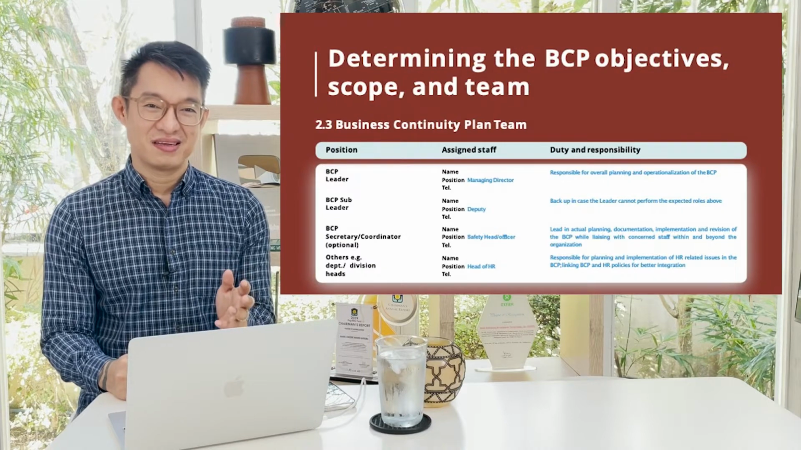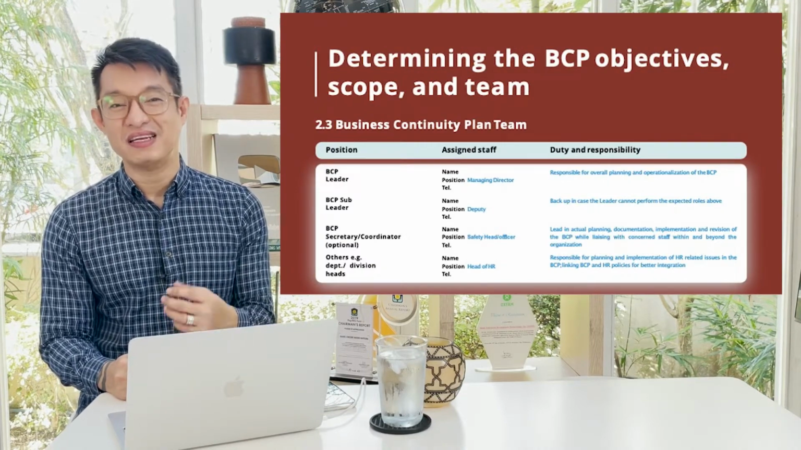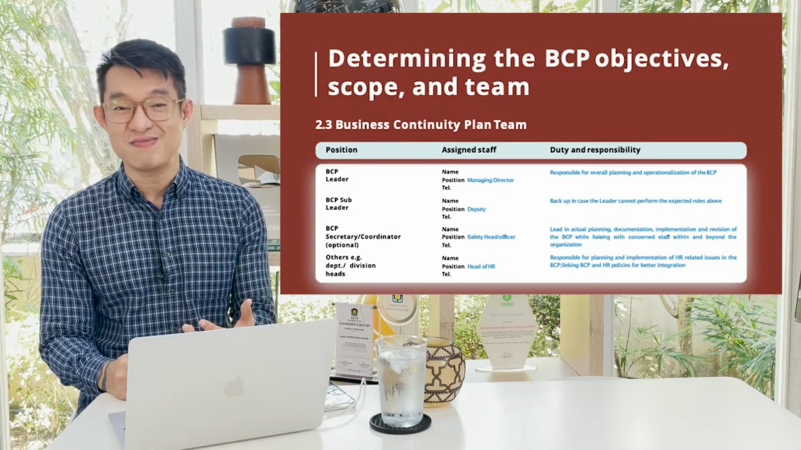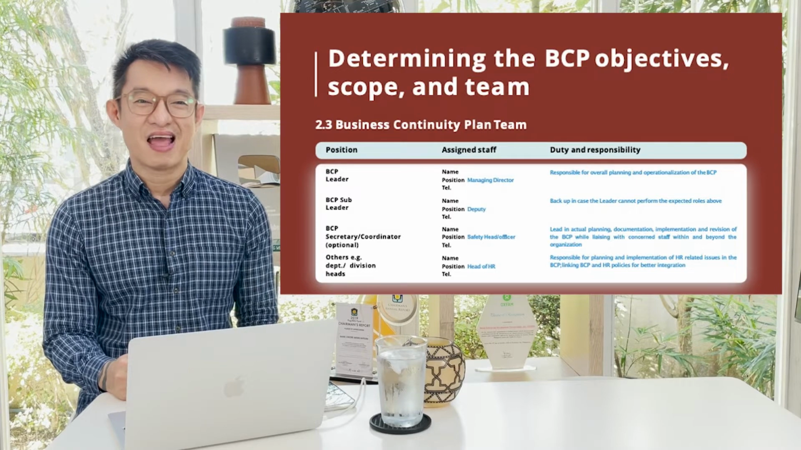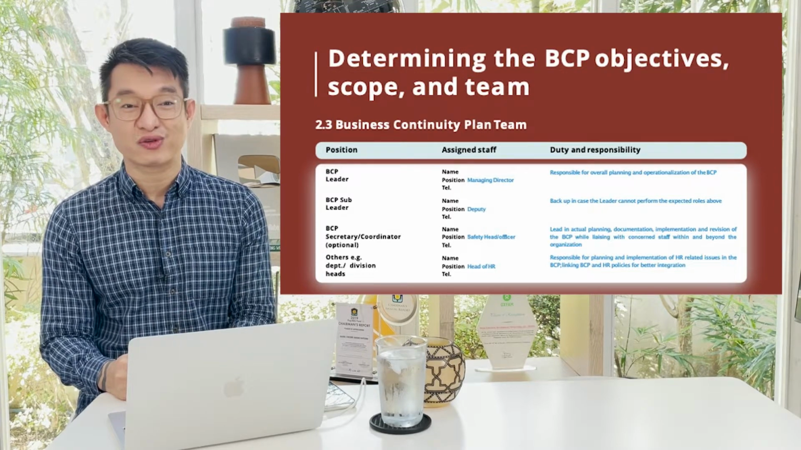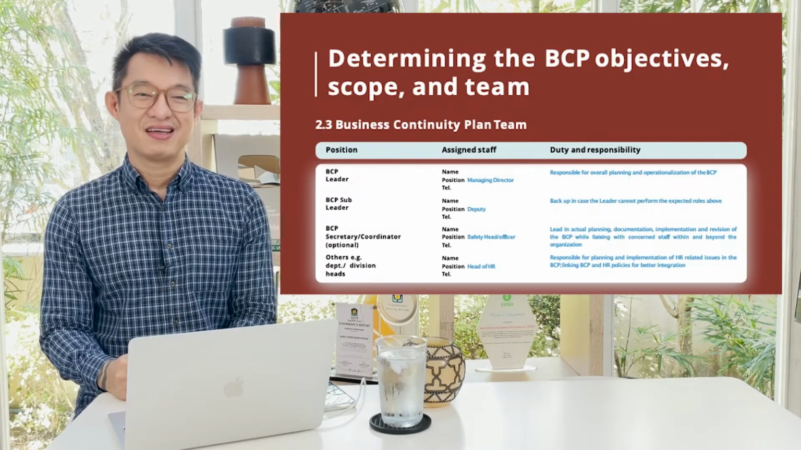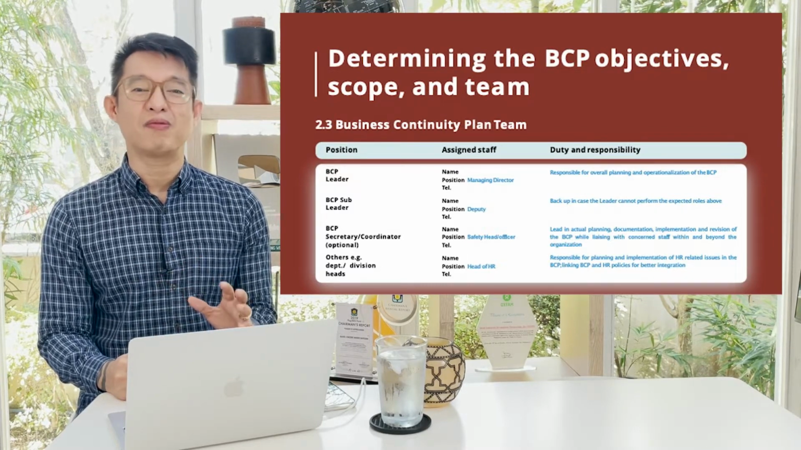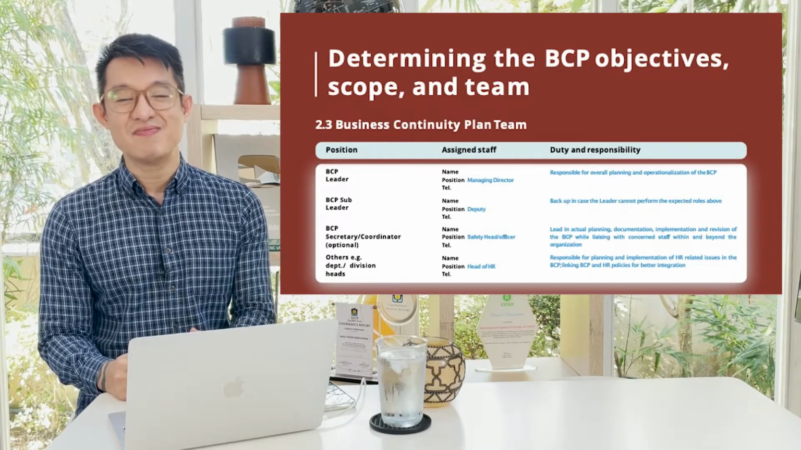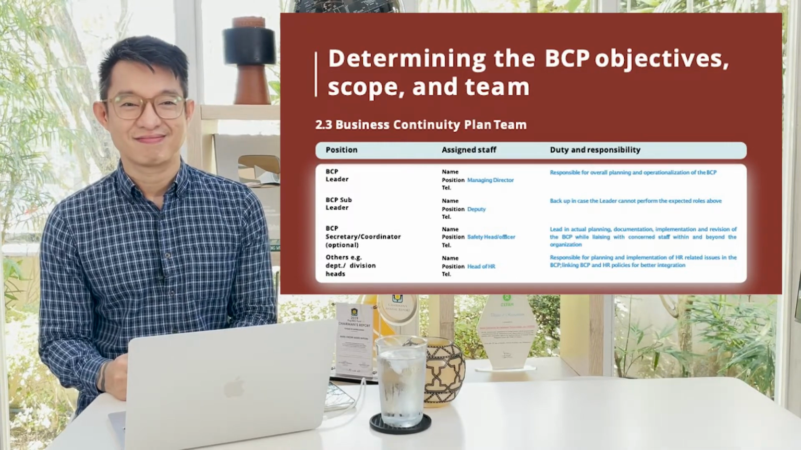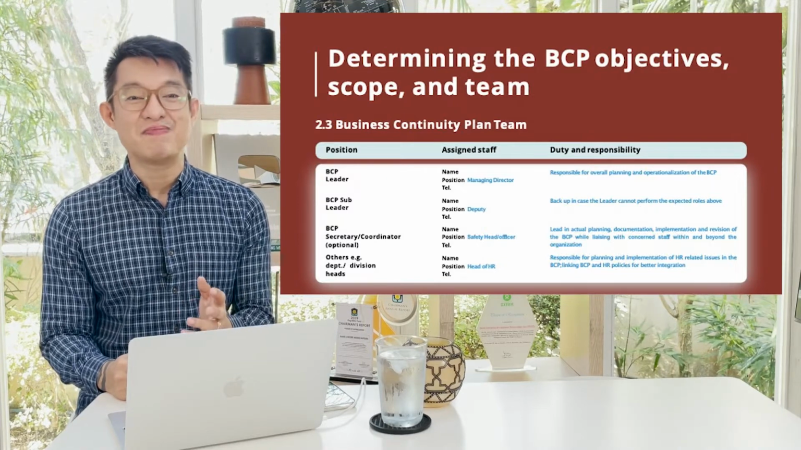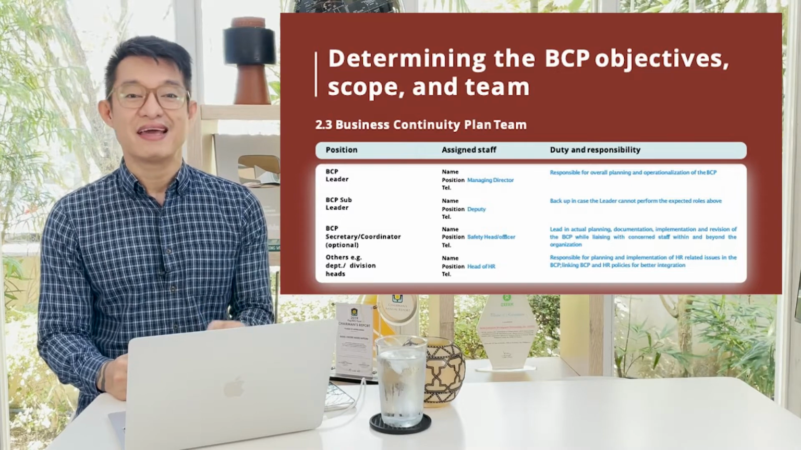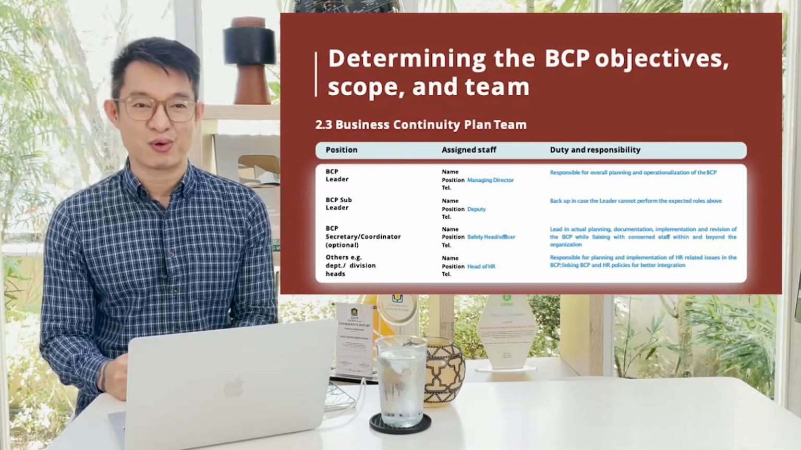The name, position, and telephone number of the leader, sub-leader, and other members of the business continuity plan team are indicated. Their duties and responsibilities are also specified. For example, the BCP leader is responsible for the overall planning and operationalizing the business continuity plan. On the other hand, the BCP sub-leader serves as backup in case the BCP leader cannot perform the expected roles.